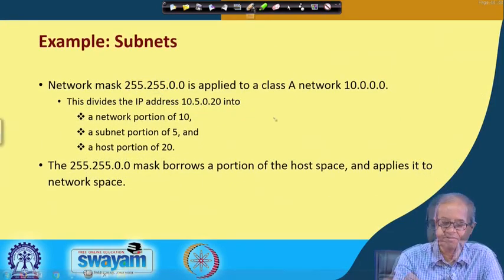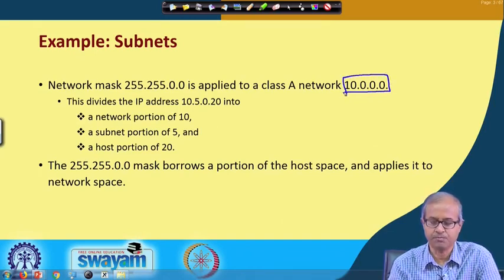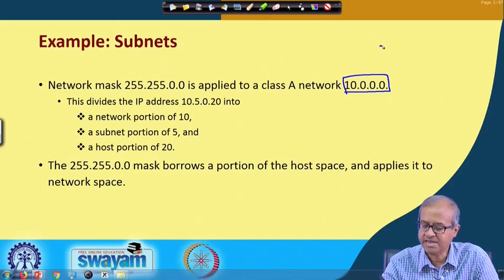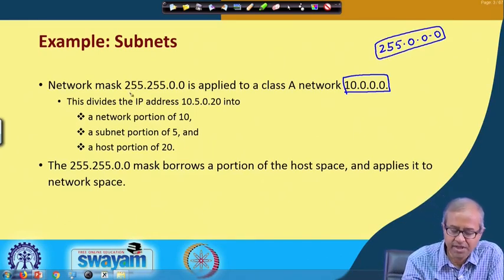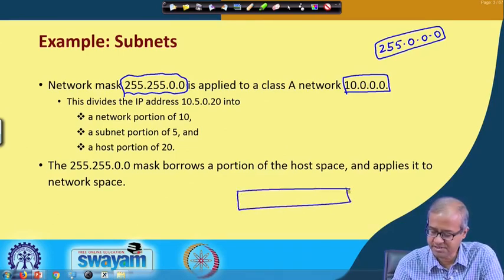So, let us take an example of a class A network 10.0.0.0, for which you recall the natural mask was 255.0.0.0. This was the natural mask, but now we are using a mask of 255.255.0.0. What does that mean? In this address, there are 4 parts. First was the network, the remaining 3 were the host.